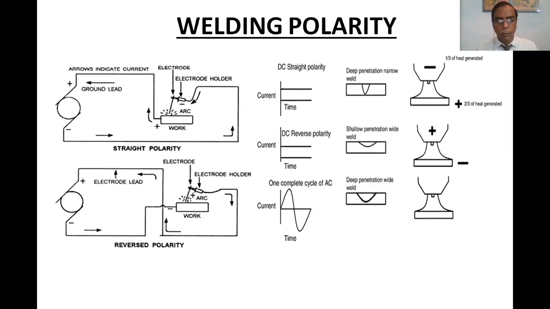In reverse polarity, the workpiece is negative and the electrode is positive. In this case, the heat in the workpiece is one third and in the electrode two thirds. This gives shallow penetration and a wide weld. So in reverse polarity, thinner plates are preferred for welding.